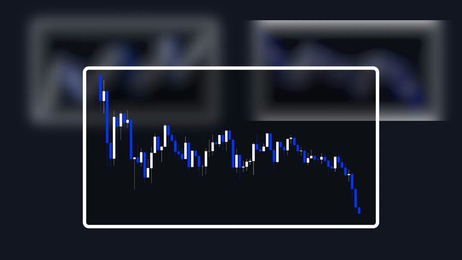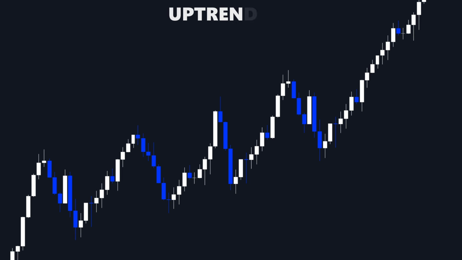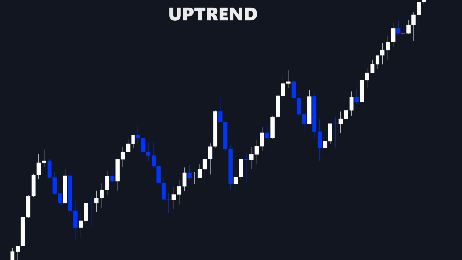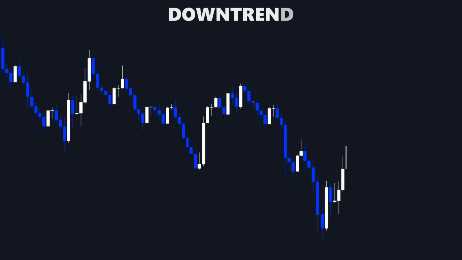Step 1 is understanding the different types of market structure, which include uptrend, downtrend, and range. Now let's start with the first one. If you can see here, the market is clearly moving upward. I am saying this is an uptrend. Simple. Why am I saying this? Because the market is clearly moving from this point to that point, which means it is moving upward. That's it. But you might think this is simple. Yes, it looks simple, but there is a lot more inside this concept, and I will explain everything by the end of this video. Now let's move on to the downtrend.